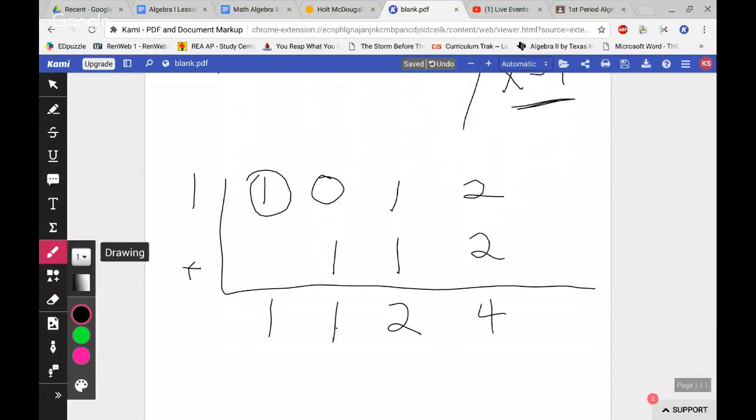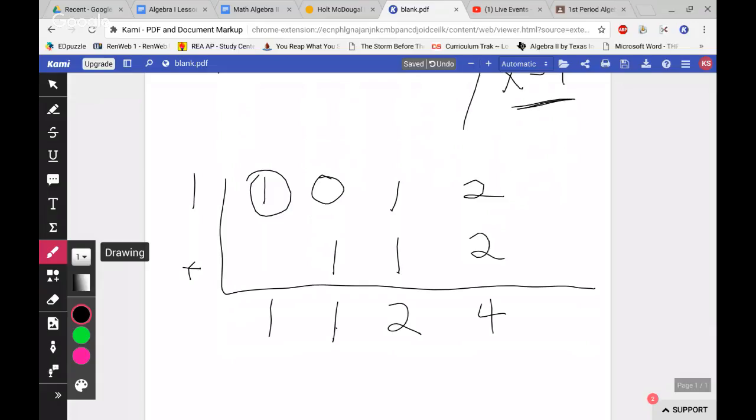Oh, so do you only multiply when it's the 0, like the placeholder? No. Remember, when you bring this one down, you go 1 times 1, and then you put that 1 right here. Okay. And then you add 0 plus 1, which gives you 1. Does that make sense now?